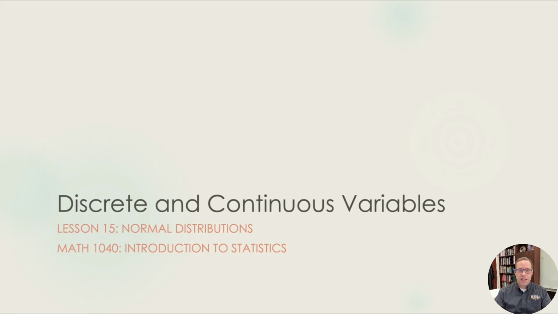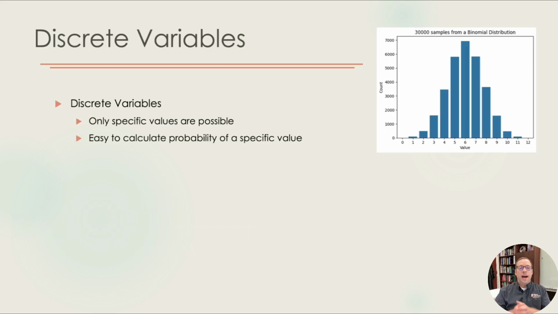We finished up the first half of the course by talking about probability distributions in lesson 12. And then we looked at a specific type of probability distribution in lessons 13 and 14. That would be the binomial distribution. Now, the binomial distribution is an example of a discrete distribution, meaning it's a distribution of a discrete variable.